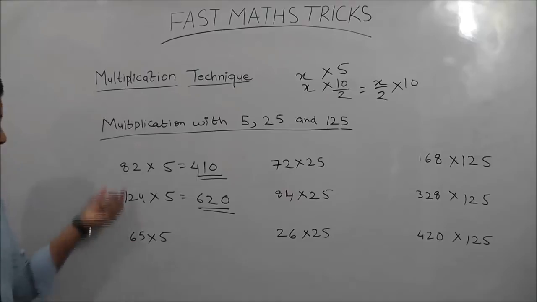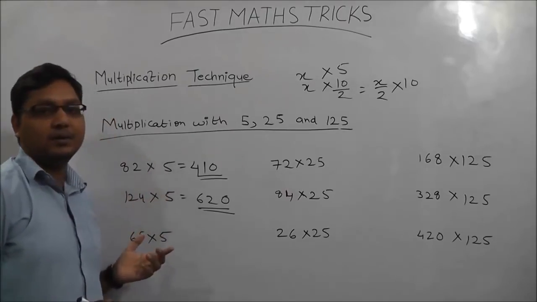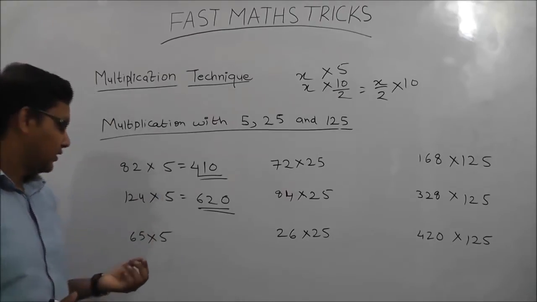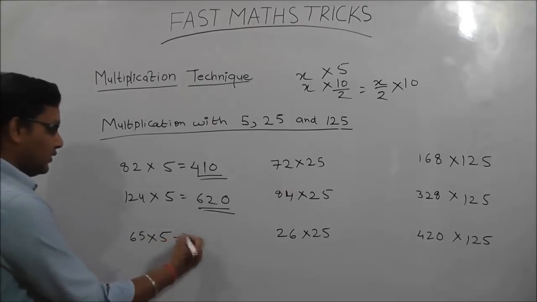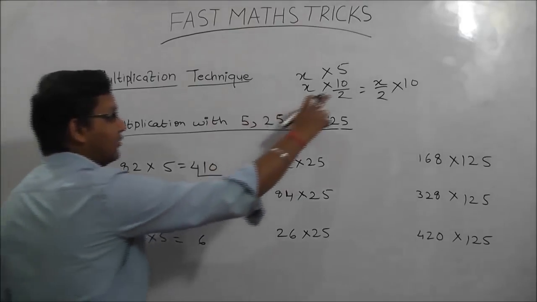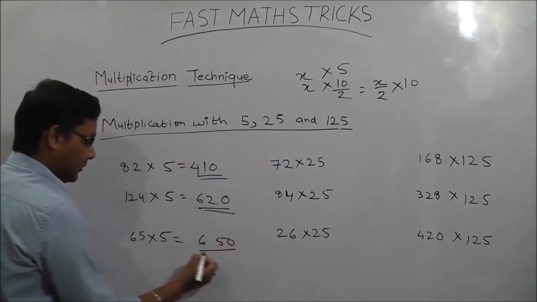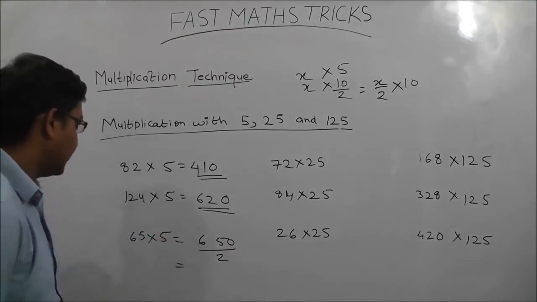Suppose in both these cases the numbers are even, but if an odd number comes, then how will we do it? Okay, so let's see, 65 into 5. In this case, first you multiply by 10. Okay, first we can multiply by 10. So 650 upon 2. Then we can divide it by 2. Okay, so how much will you get?